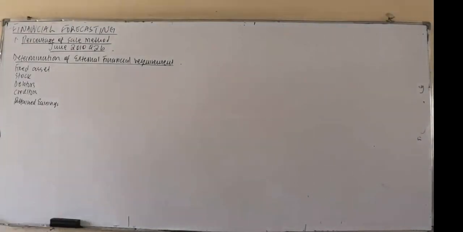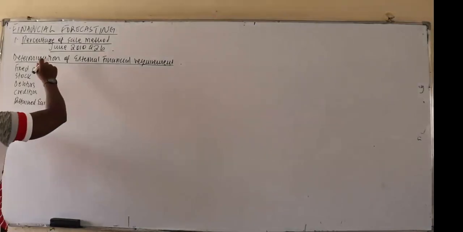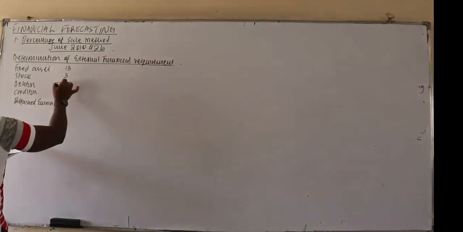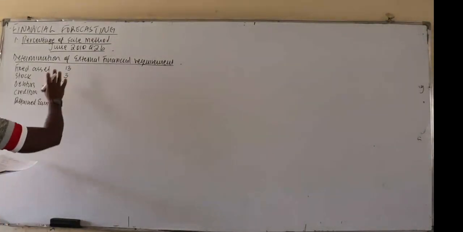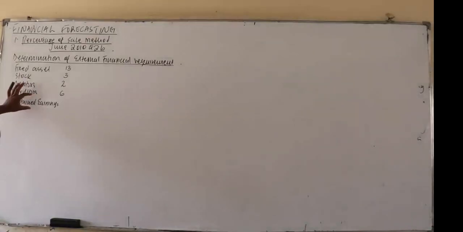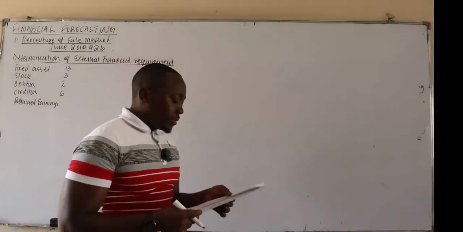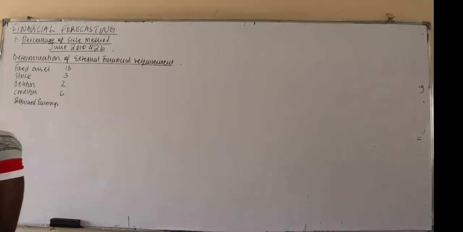And then the second step, you have to express those items as percentage of sales. So for the fixed asset, it was an amount of 13 million, stock 3 million, debtors 2 million, creditors 6 million. You express those items apart from the retained earnings. For the retained earnings, you compute the actual amount. Additional information number one: sales in the year ended 31st December 2009 amounted to 20 million.